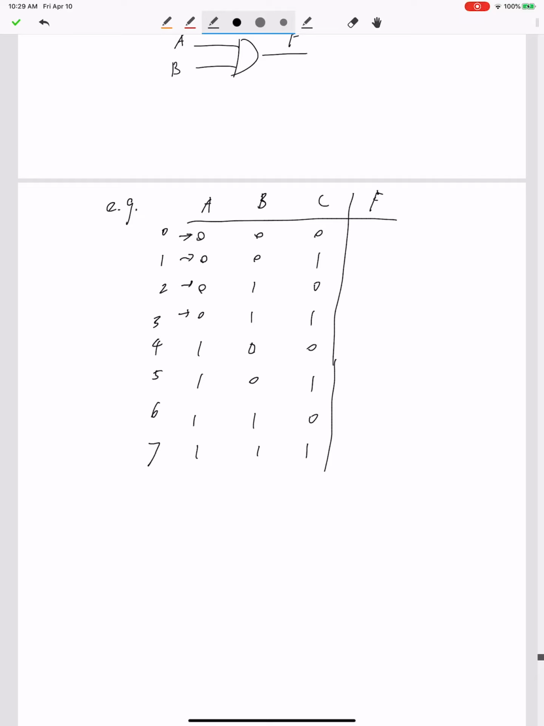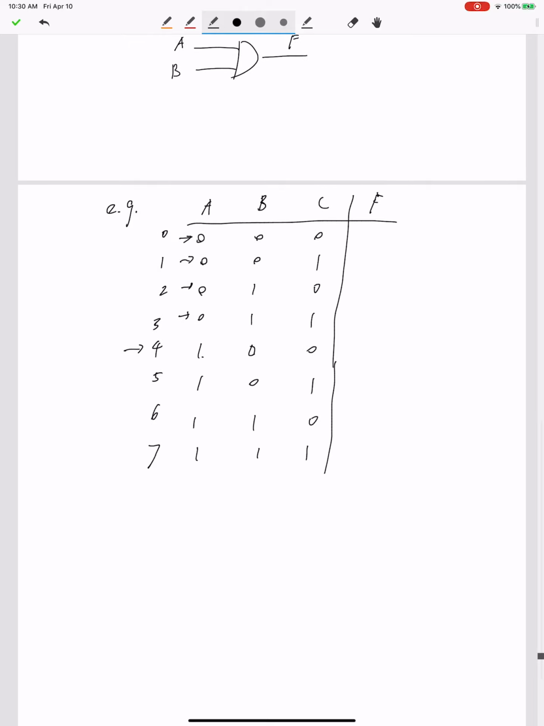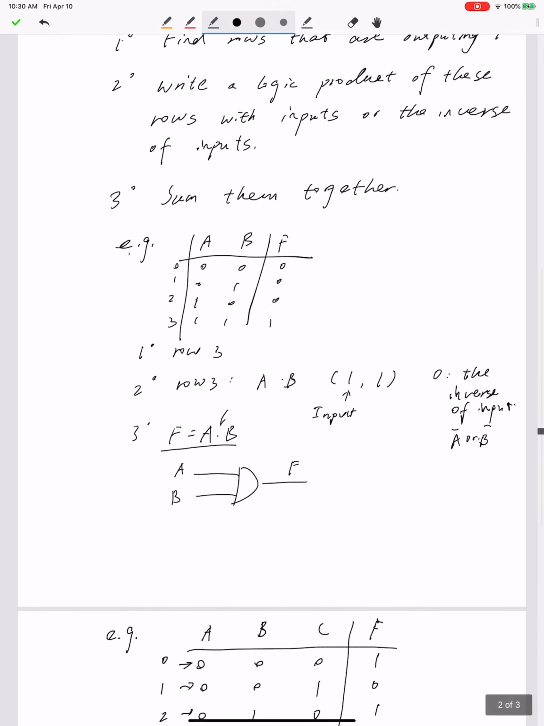We can pick one to verify our thought. For instance, row number 4, the corresponding input combination is 100, and 100 is equivalent to decimal 4 if 100 is an unsigned binary number, right? All right, and for the corresponding output, it is 1 0 1 0 0 0 1 1.